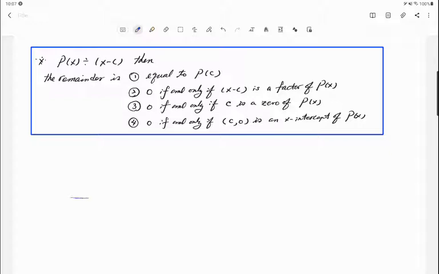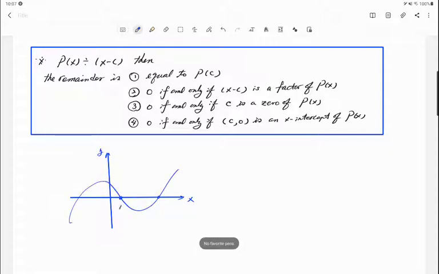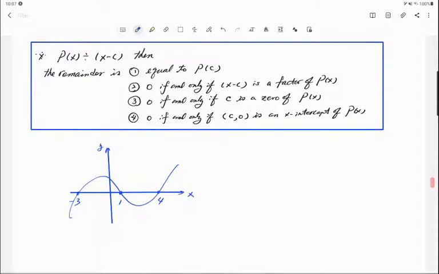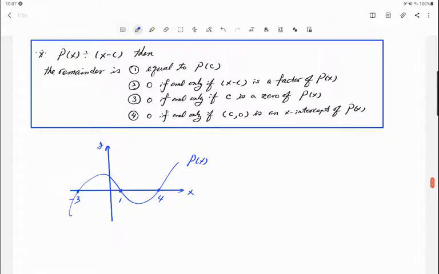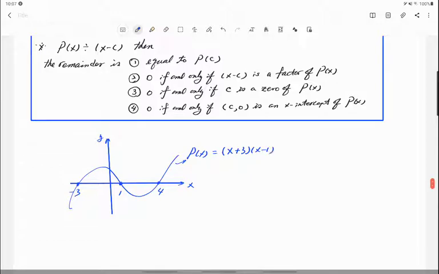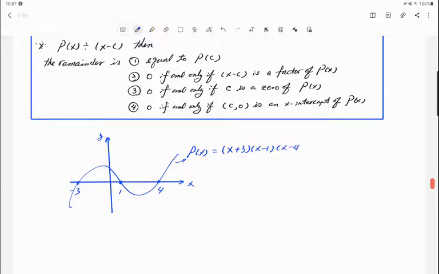Does it make sense? So let's say this is the x-axis, y-axis. Just an example. So you have something like this. Let's say this is 1, this is 4, and this is negative 3. Let's say this is the graph of a polynomial. Then we can say something like x plus 3 times x minus 1 times x minus 4, right? So we can write the polynomial like this.